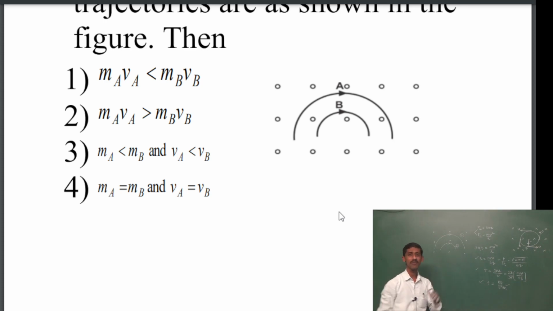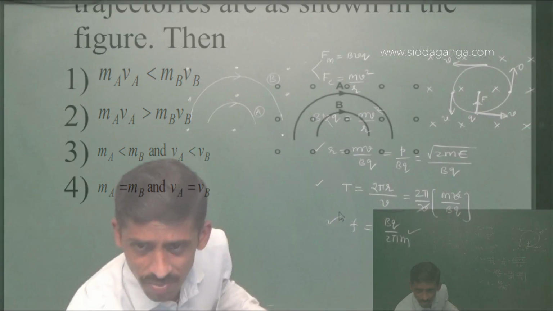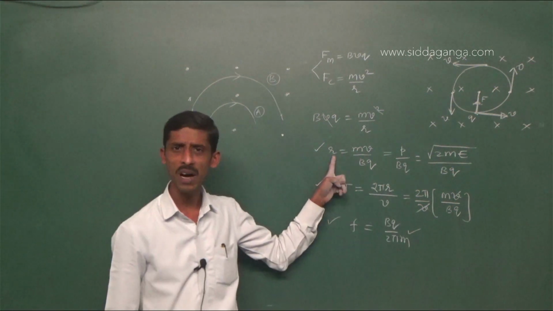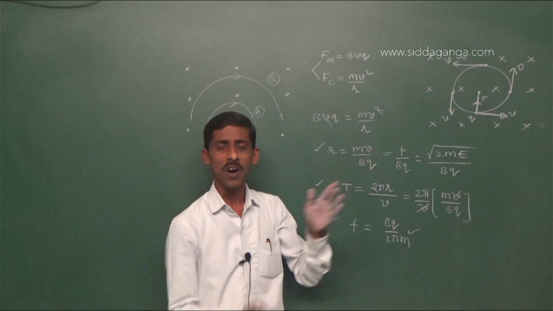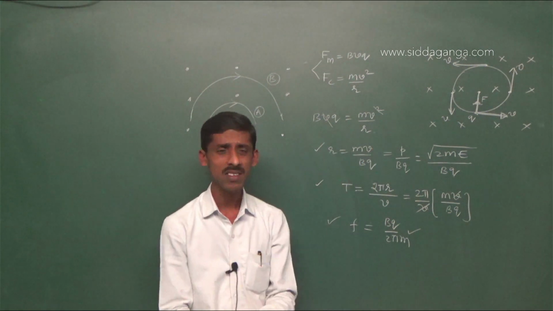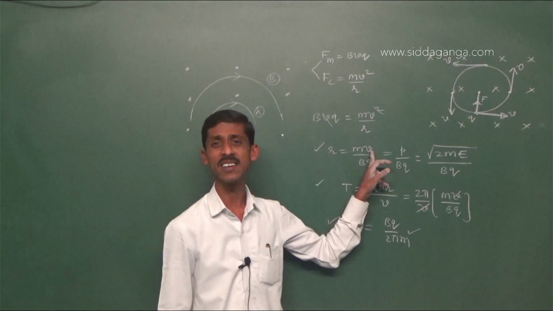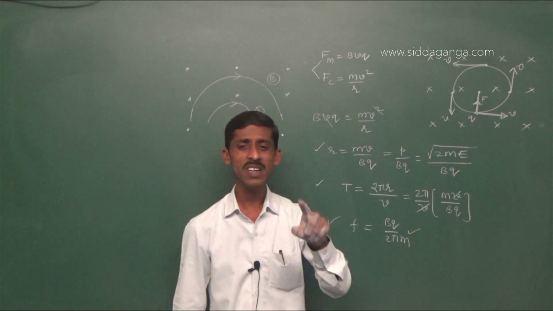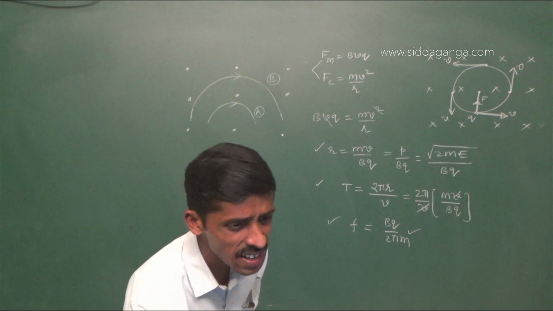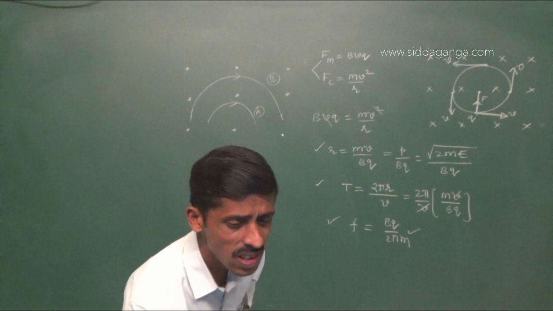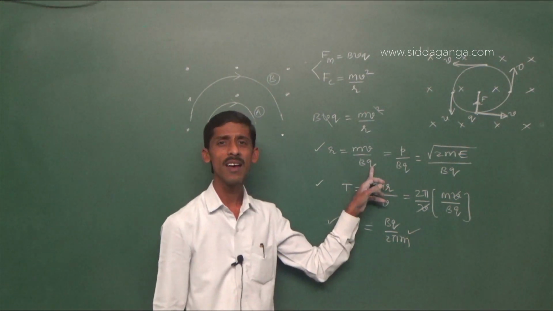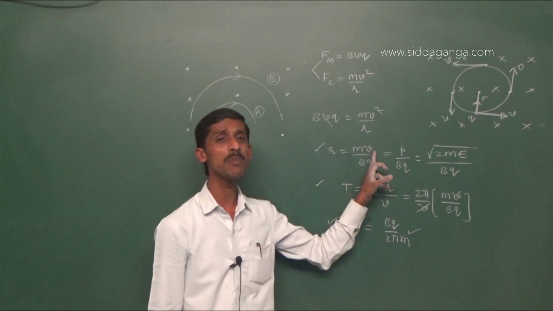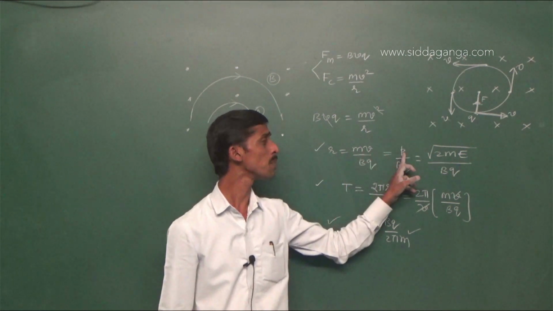What do you say? You see here, radius of circular path is proportional to momentum. If particles have the same mass, it is directly proportional to velocity. In the question it is very clear: same charge, in the same field. BQ is constant. If mass is the same, R is directly proportional to V. So R is directly proportional to P.